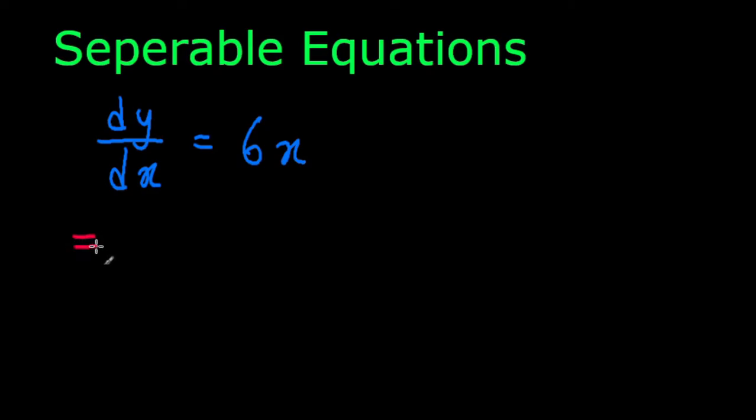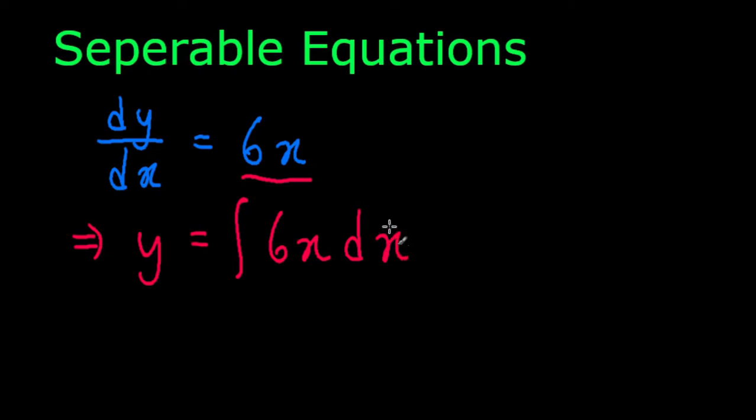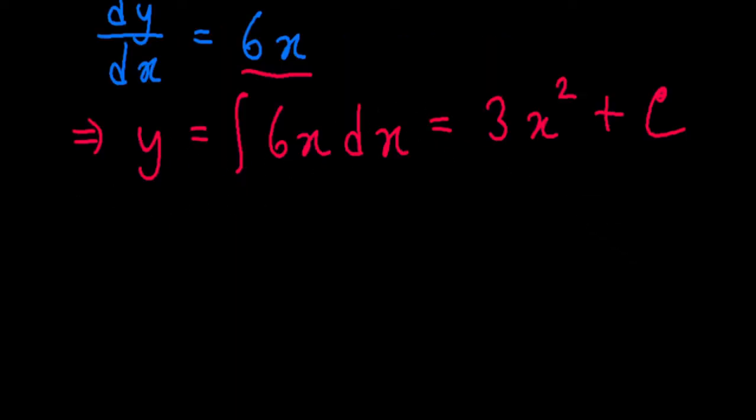So if we want to find y itself, we just need to take the antiderivative of this side. So y is going to be the antiderivative of the right side, which is 6x. We're taking an indefinite integral, so 6x, raise the power by 1, divide by 2, you get 3x squared. And since we're taking the indefinite integral, we're going to have an arbitrary constant. So we got our solution: y is equal to 3x squared plus c. All right, that's all fine and well.